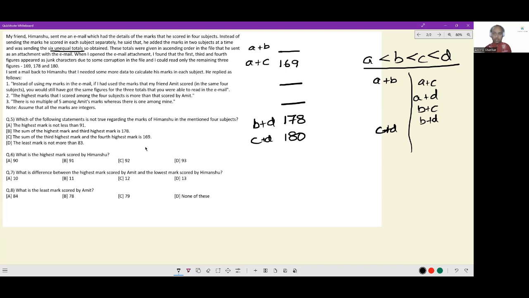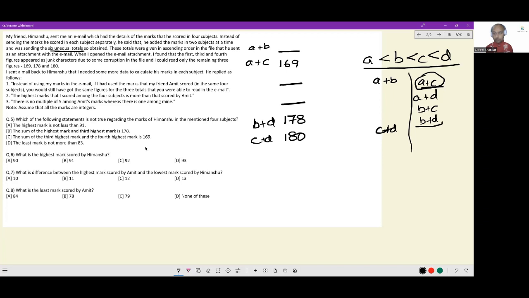Among these 4, can you see A plus C will always be smaller than the others? A plus C compared to A plus D, C is smaller than D, so A plus C is smaller. When comparing A plus C to B plus C, A is smaller than B, so this is smaller. And comparing A plus C to B plus D, A is smaller than B and C is smaller than D. So this has to be the second smallest figure. 169 has to be A plus C.